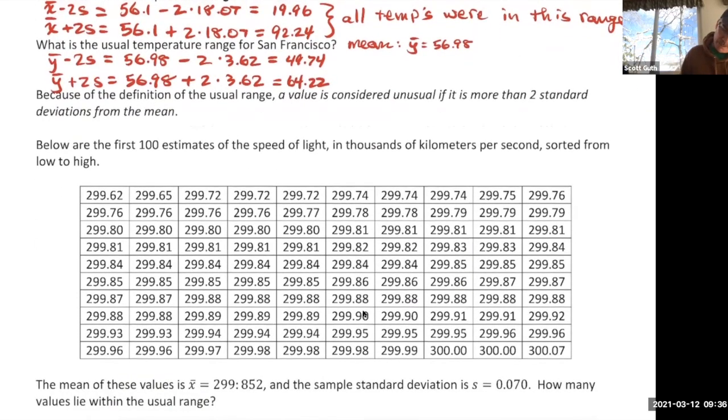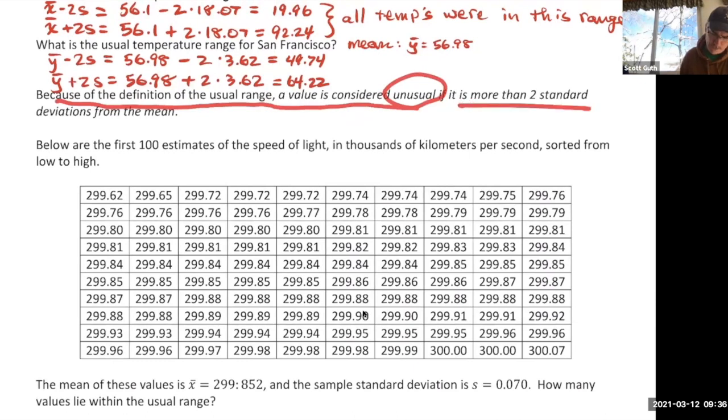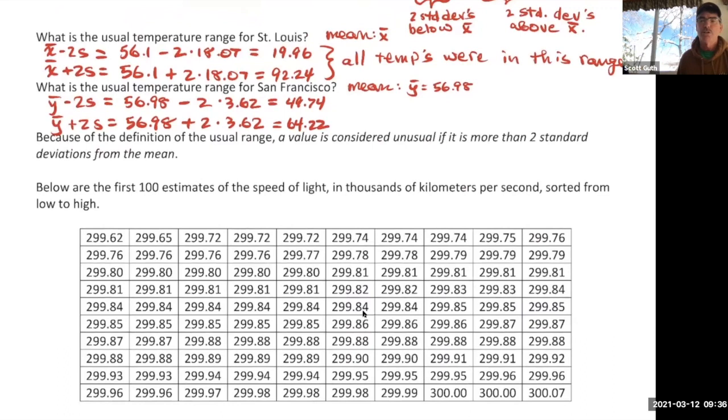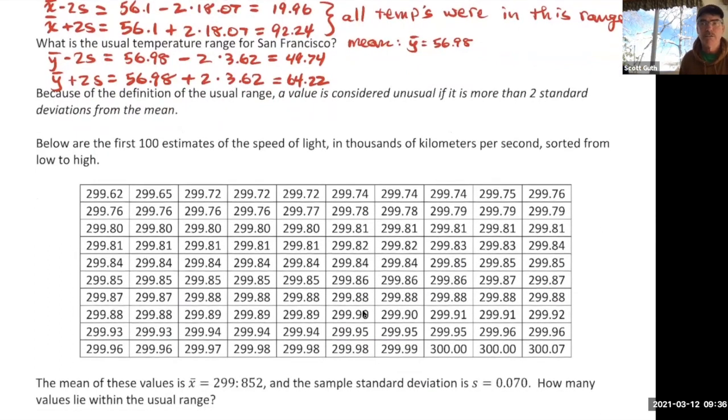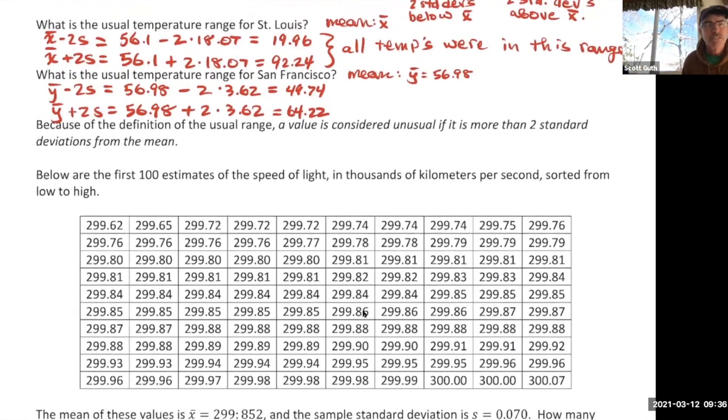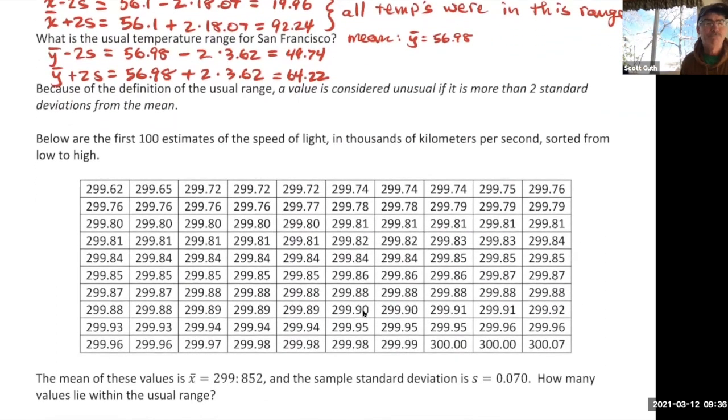Okay, so you see this comment here. Because of the definition of the usual range, a value is considered unusual if it's more than 2 standard deviations from the mean. And unusual is just another word for statistically significant. And statistical significance is just super important in a statistics class. We're always looking for the significant values and trying to learn from them. So, 2 standard deviations from the mean. Why 2 standard deviations? You'll see in just a moment.